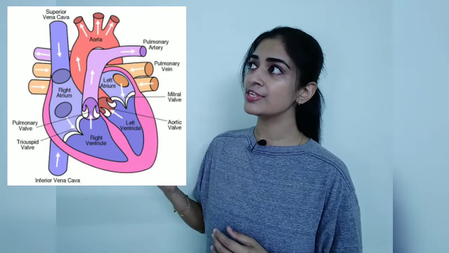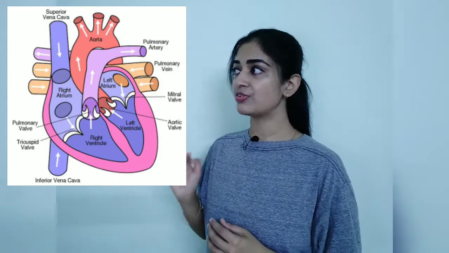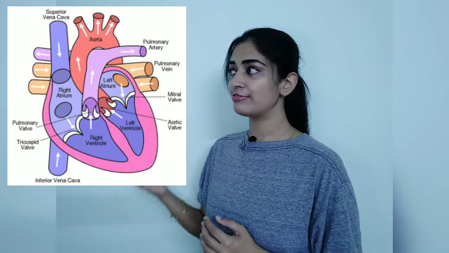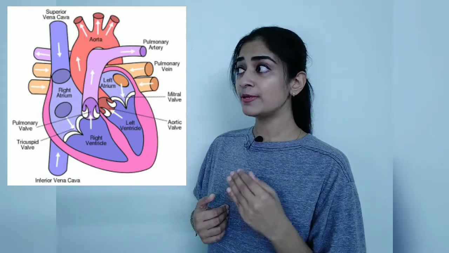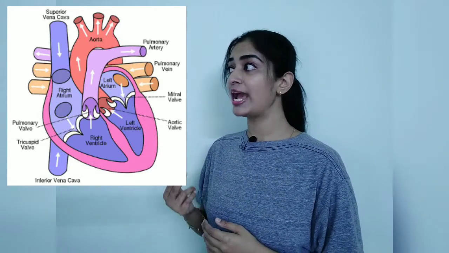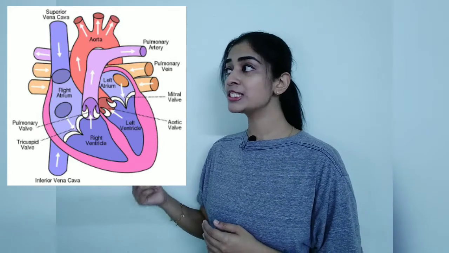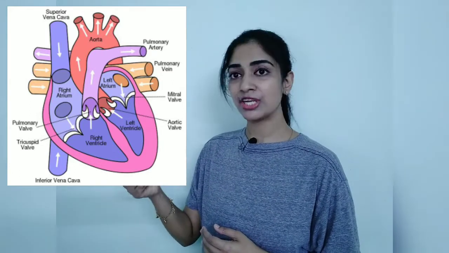As we can see, a valve is present between the right atrium and the right ventricle, and between the left atrium and the left ventricle. A tricuspid valve is present between the right atrium and the right ventricle, and a bicuspid valve is present between the left atrium and the left ventricle.